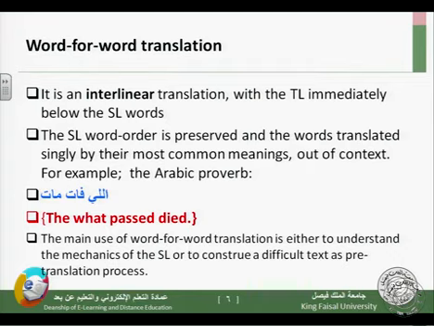Now, this is what we mean by word translation method, which of course I don't advise you to do. But why do people use it? They use it to understand the mechanics of the source language. This is one use of it. And to be able to construe, to understand a difficult text. And this method is used before translation, in the pre-translation process. Okay? So this is the word-for-word translation method. And this is an example, and it's clear.